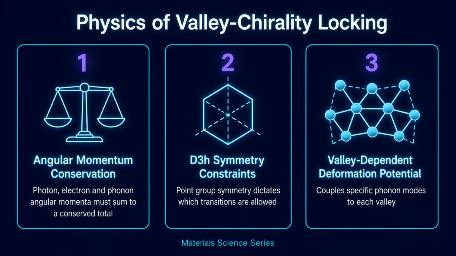The physics underlying valley chirality locking comes from three mechanisms. First, angular momentum conservation requires the sum of photon, electron, and phonon angular momenta to be conserved. Second, D3h symmetry constraints dictate allowed transitions. Third, the valley-dependent deformation potential couples specific phonon modes to each valley.